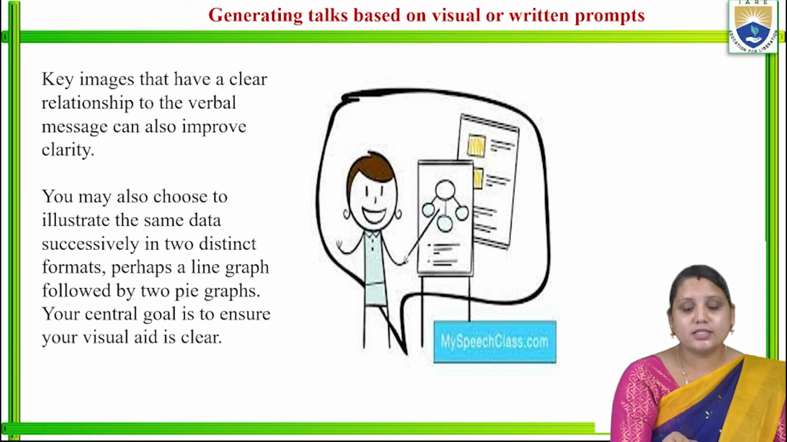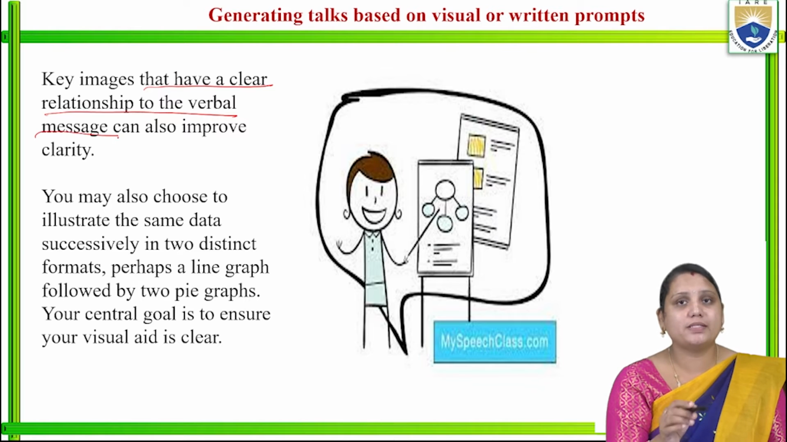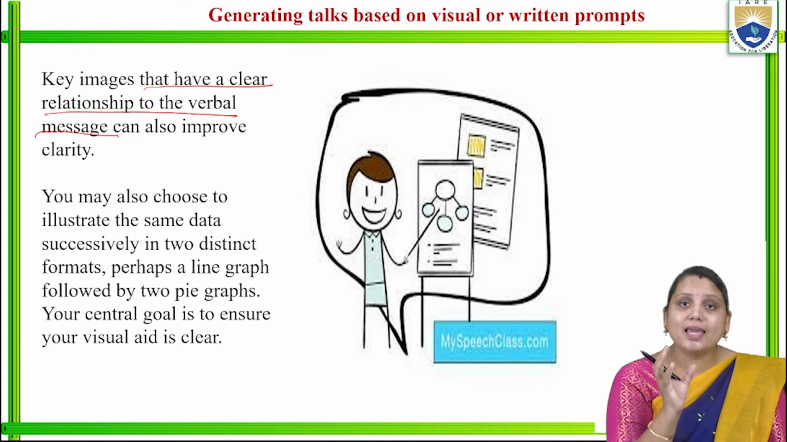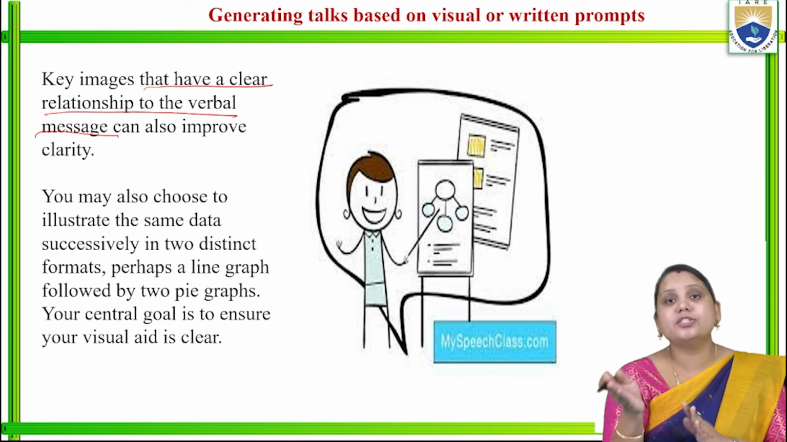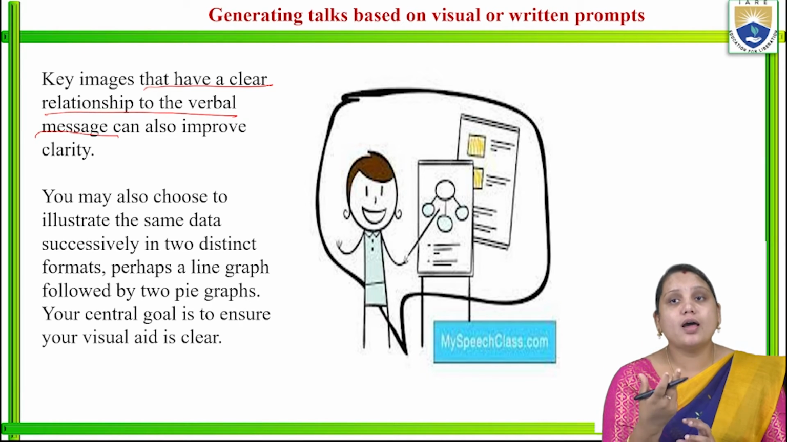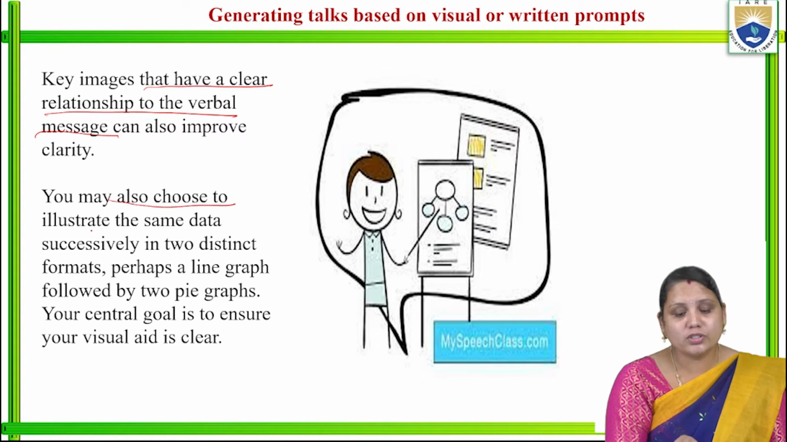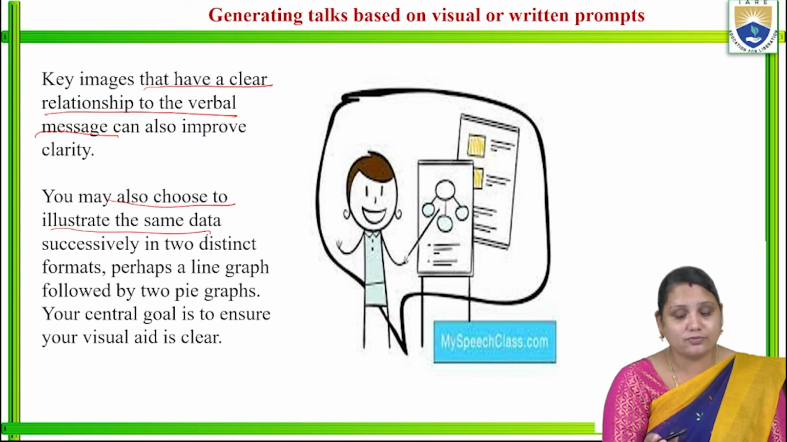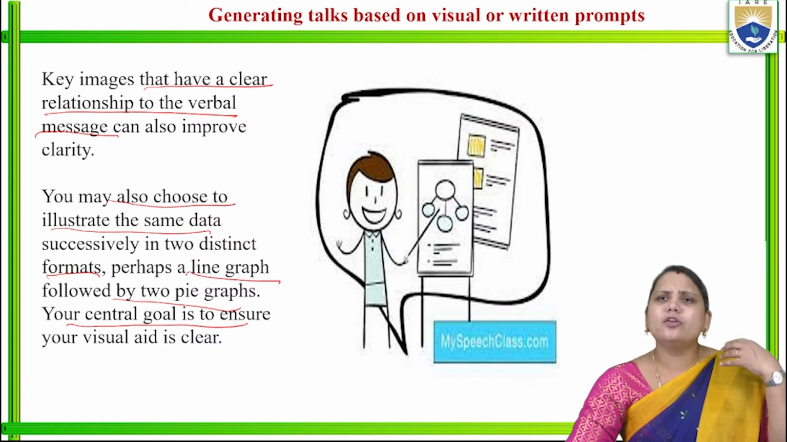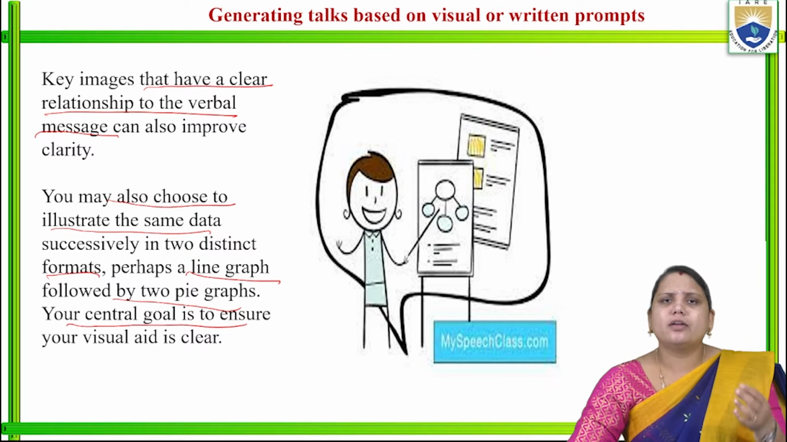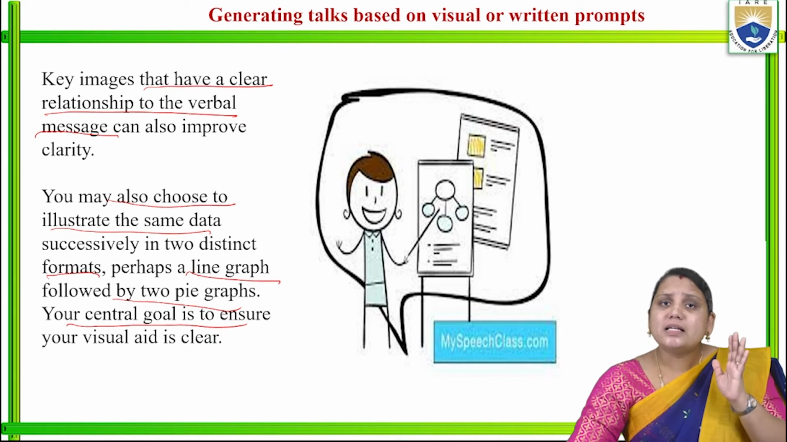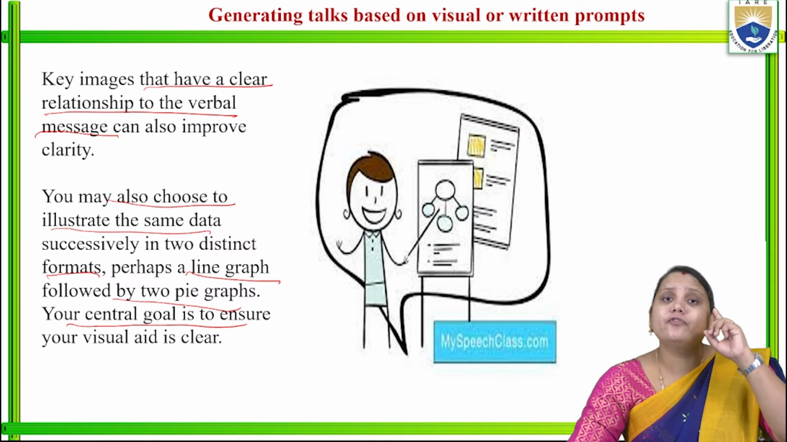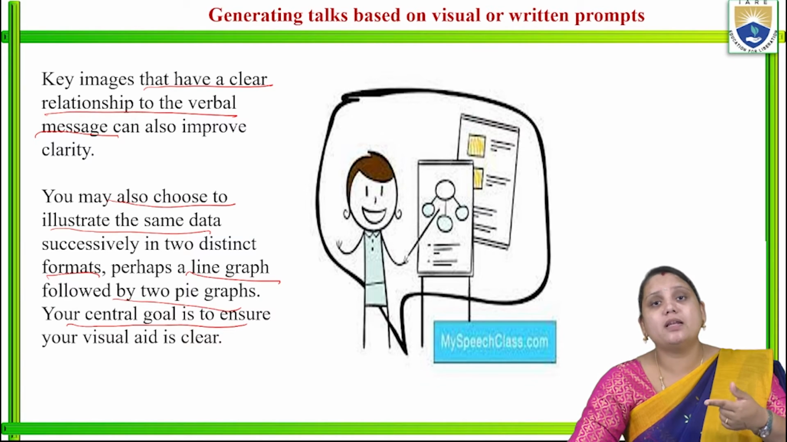Next, key images that have a clear relationship to the verbal message. See that you choose those key images which have a relationship to the speech, what you are talking about. Then you may also choose to illustrate the same idea successfully in two distinctive formats, perhaps a line graph followed by two pie graphs. Your central goal is to ensure clarity. So you can use any graph. You can use a pie chart. You can use a line graph. Anything, but see that it is matching the content of your speech. It should be suitable. It should give the clarity of information of your speech.